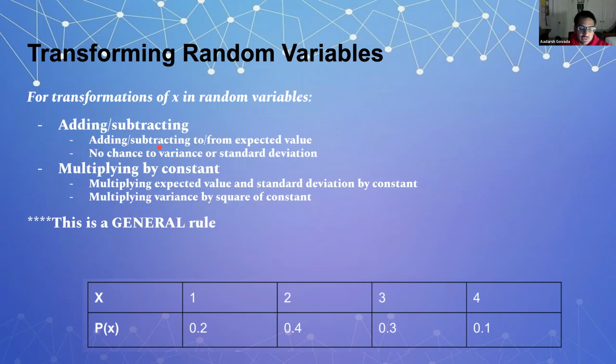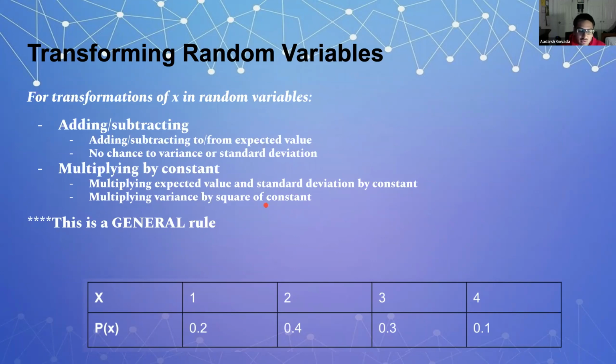So that is, you just simply add it or subtract it. The variance or the standard deviation, that does not change. So if we want to add 5 to this, and then we want to add 5 to this, and this, and this, and it becomes 6, 7, 8, and 9. The variance is still the exact same as before, and the same thing with the standard deviation.